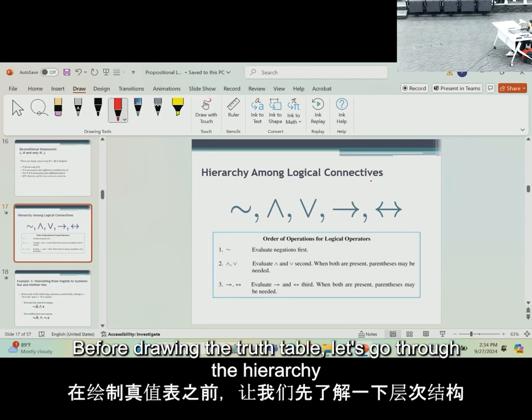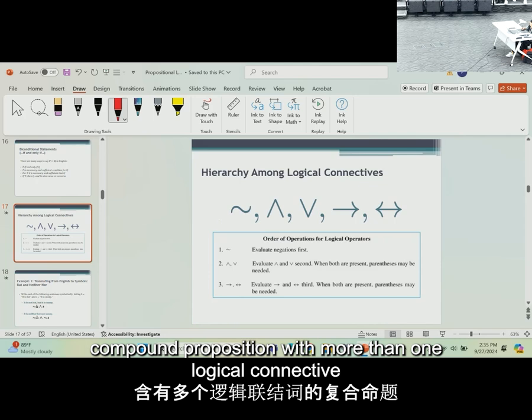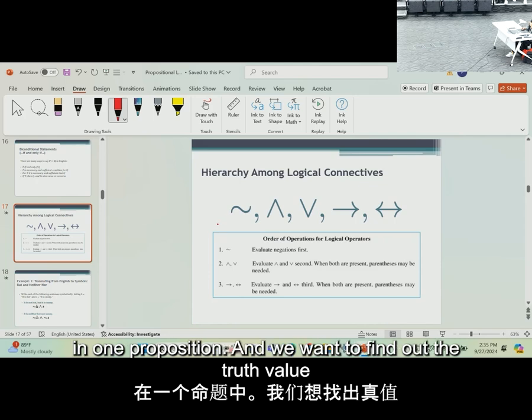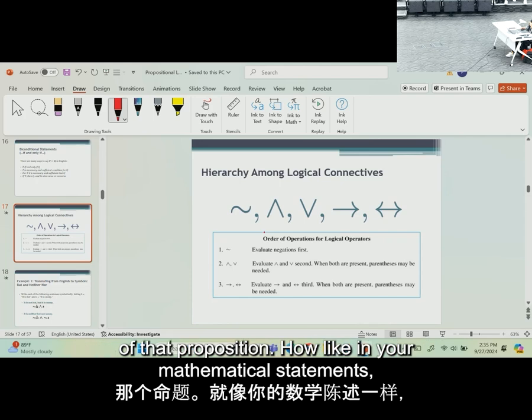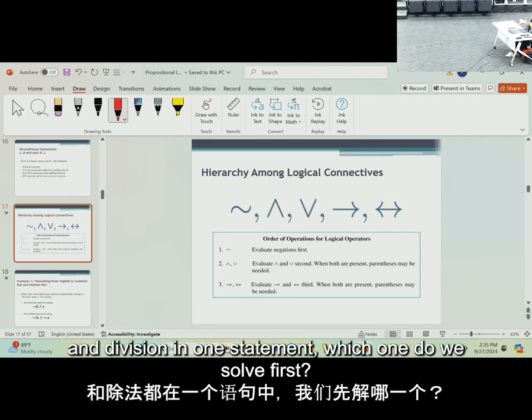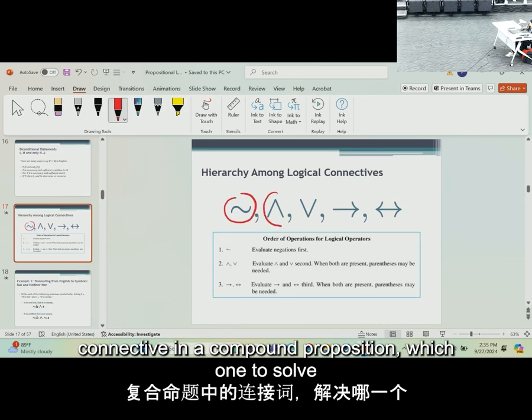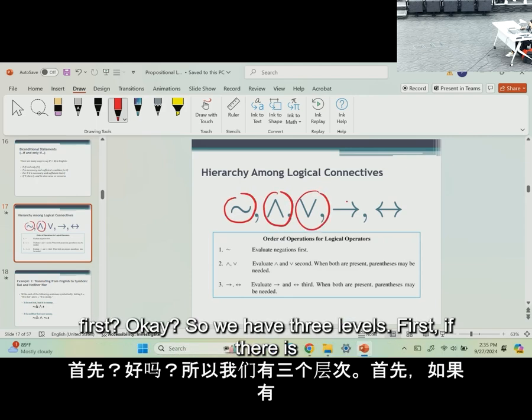Before drawing the truth table, let's go through the hierarchy of logical connectives. Let's say we are given a compound proposition with more than one logical connective in one proposition, and we want to find out the truth value of that proposition. Like in your mathematical statements, let's say we have addition, subtraction, multiplication, and division in one statement. Which one do we solve first? Similarly, over here, if we have more than one logical connective in a compound proposition, which one to solve first?